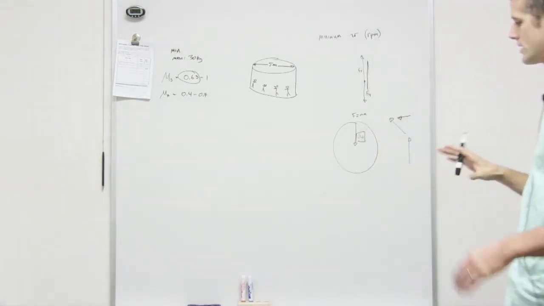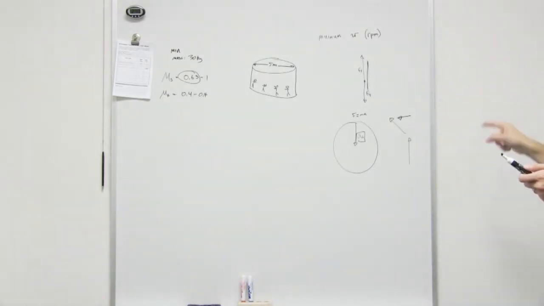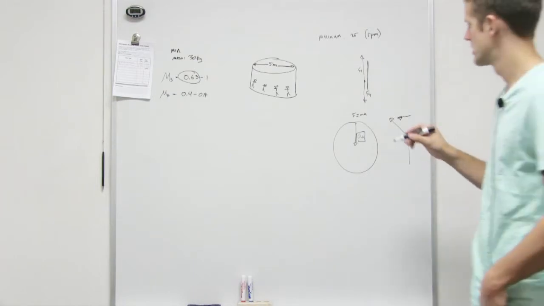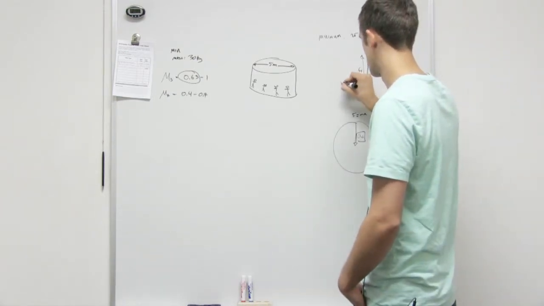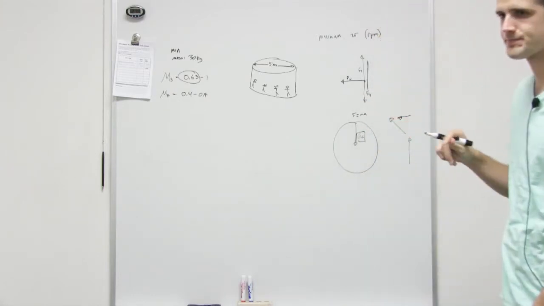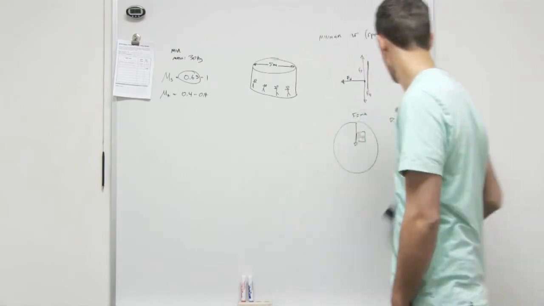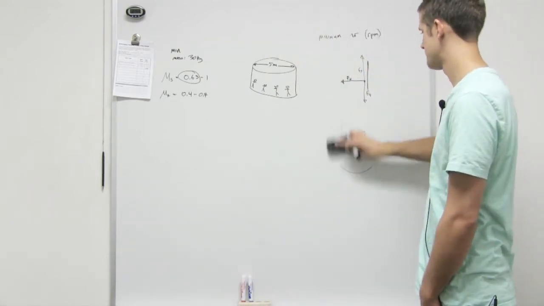Okay. So what is it that pushes these people, that keeps them going in a circle rather than just shooting off? The steel? Yeah, the wall that they're up against. So we'll just call that a normal force. In this case, the normal force goes this way rather than being up or down. So the normal force points towards the center? Yep.